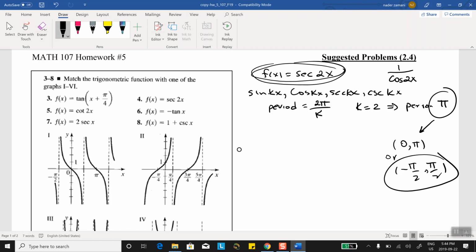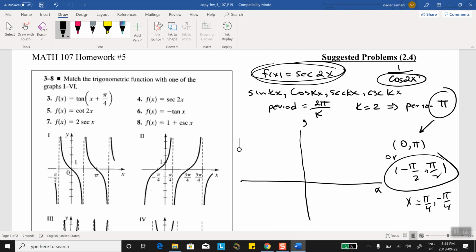Okay. Now, let's do this thing like so. So here's x, here's y. And notice that the places where cosine of 2x is 0, you have a problem. And that happens at pi over 4. When x is pi over 4 and minus pi over 4, you got a problem, because that denominator becomes 0. So we have vertical asymptotes at pi over 4 and minus pi over 4.